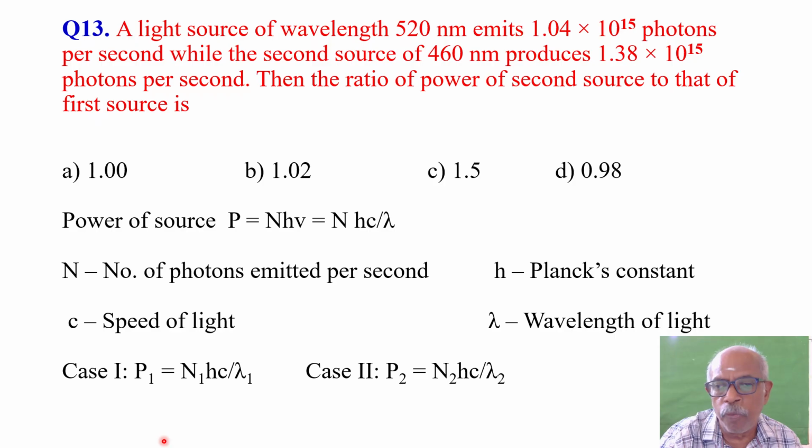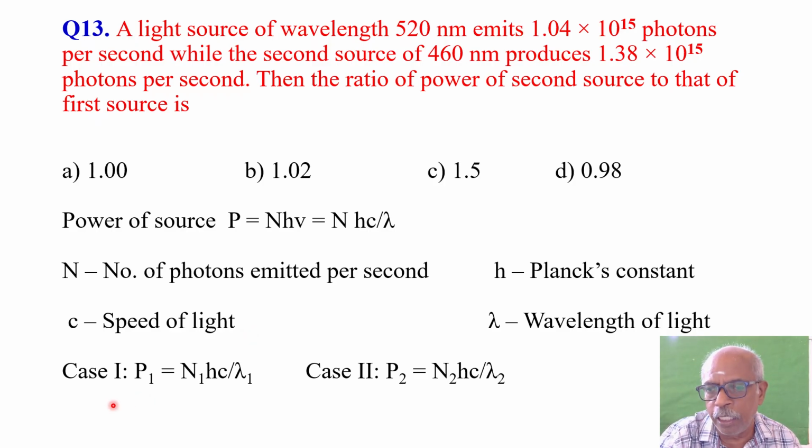Okay, so power of the source. The equation for the power of the source P is equal to N h nu. What is N? Number of photons emitted per second. What is h? Planck's constant. What is nu? Frequency of radiation. It has not been given, but you know that c is equal to nu lambda, therefore nu is equal to c divided by lambda. So you can write P is equal to N h, instead of nu you will put c by lambda. What is lambda? Wavelength of light. What is c? Speed of light.